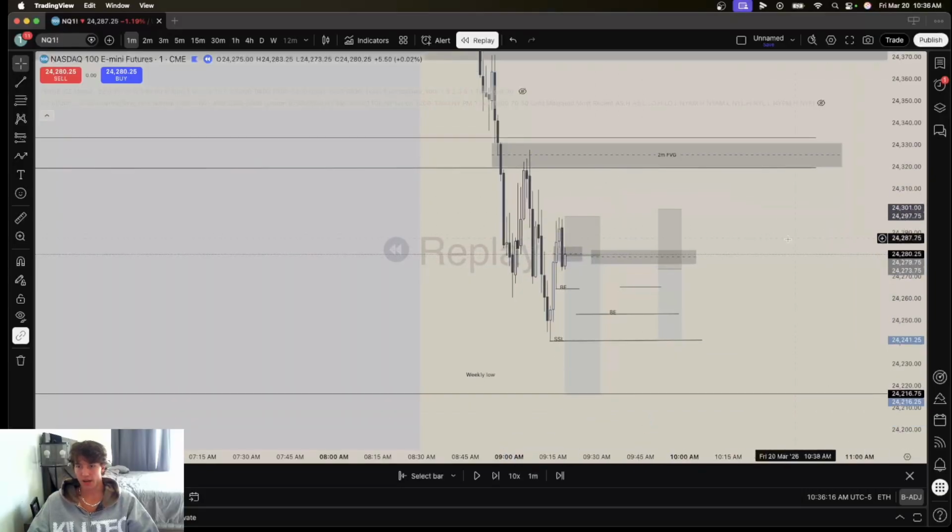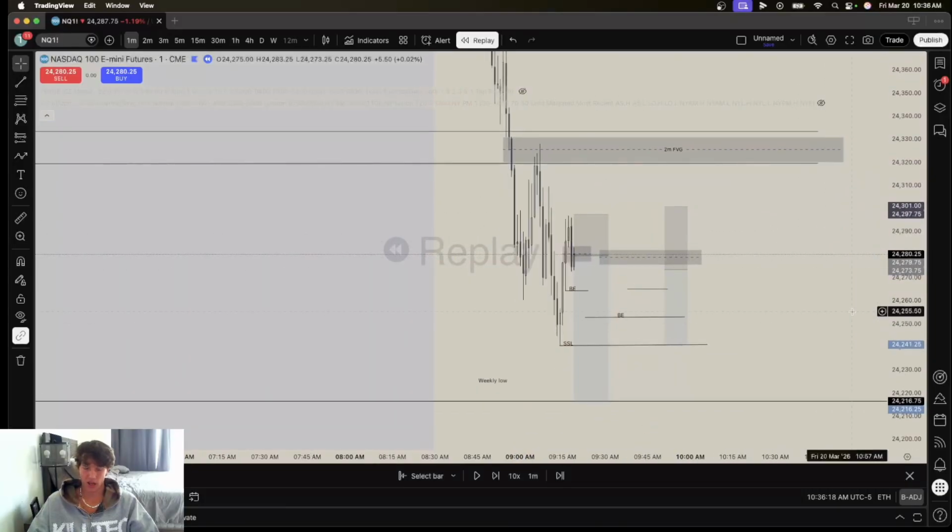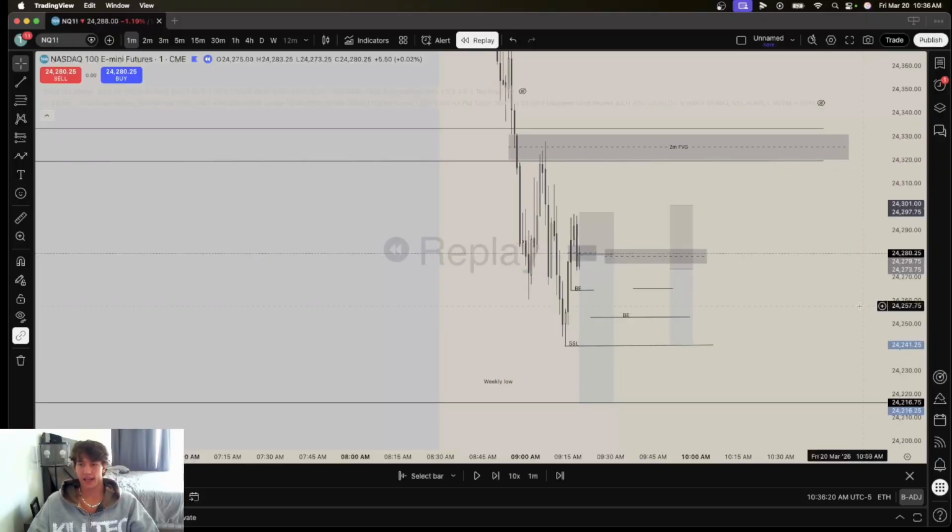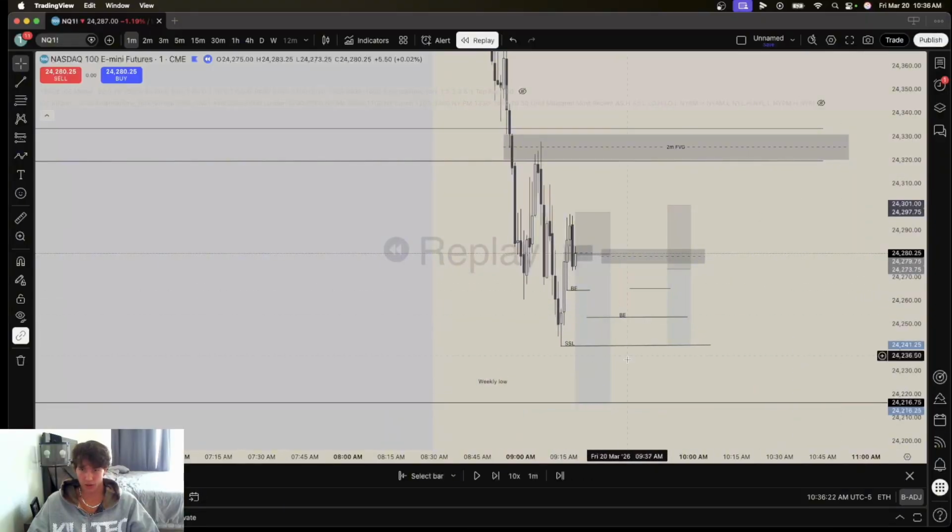I would call this a B-rated setup. I didn't love this, but I didn't hate it. So I took a stab at this. Of course, I entered shorts. My break even was before this 1 minute fair value gap because we could potentially fill this gap and reject.